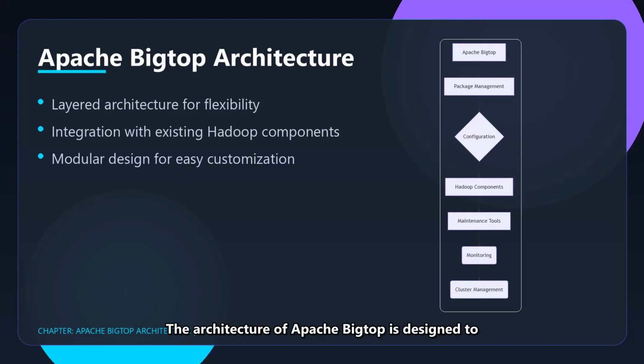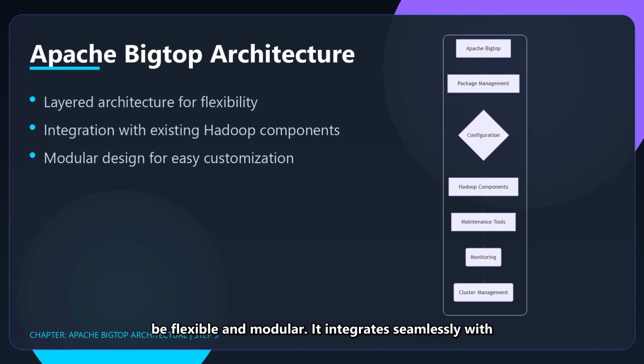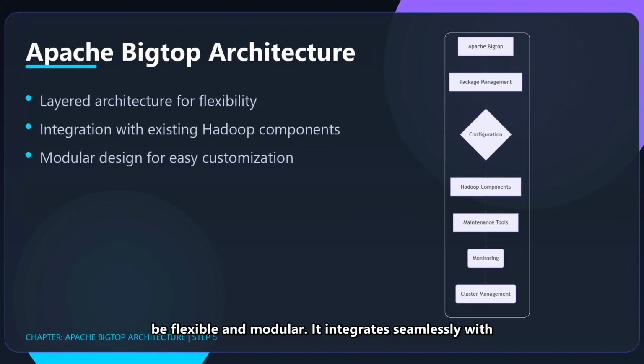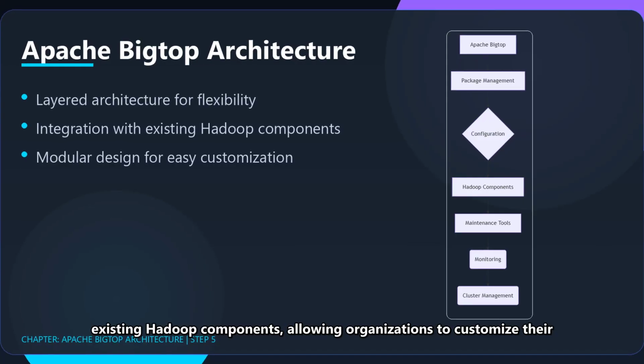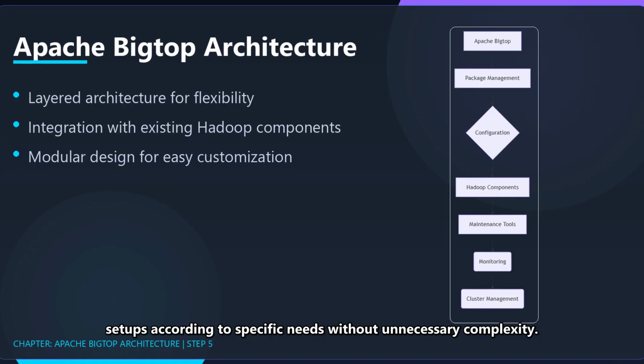The architecture of Apache Bigtop is designed to be flexible and modular. It integrates seamlessly with existing Hadoop components, allowing organizations to customize their setups according to specific needs without unnecessary complexity.